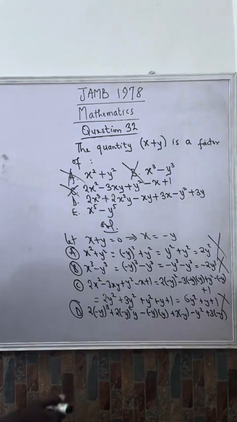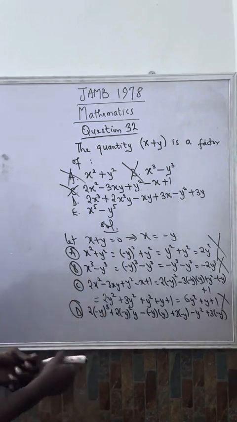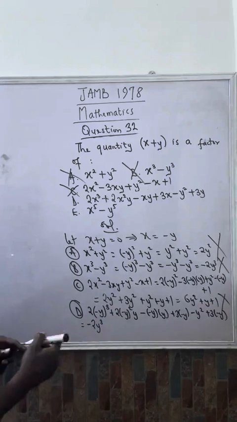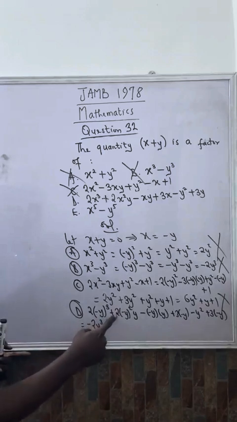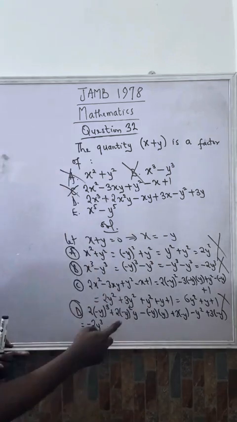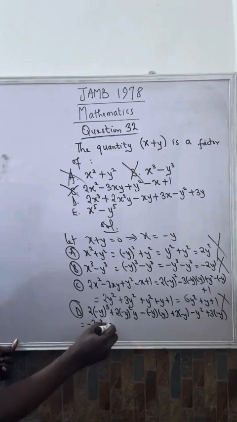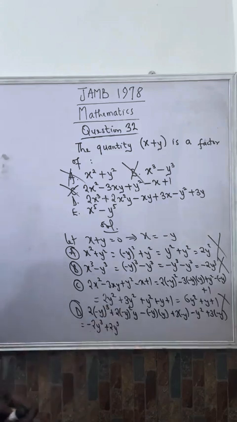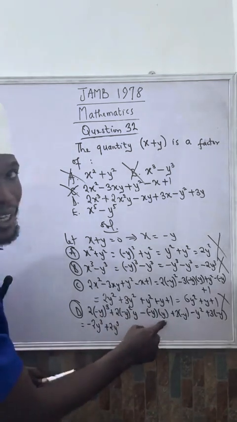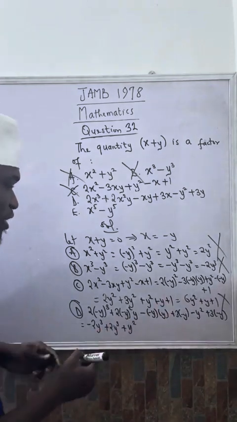Now, let's simplify further. Negative y raised to power 3 will give me negative y raised to power 3 times 2. That will be negative 2y raised to power 3. Negative y raised to power 2 will give me positive y raised to power 2 times y. That will give me y raised to power 3, plus this will give me plus 2y raised to power 3. So it's like this option is making sense. Now, negative y times y will give me negative y squared, but we have negative outside, that will give me plus y squared.